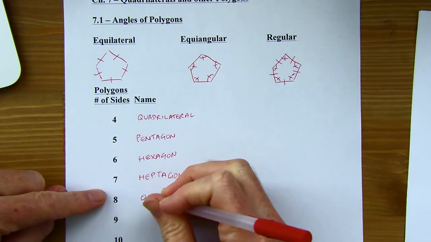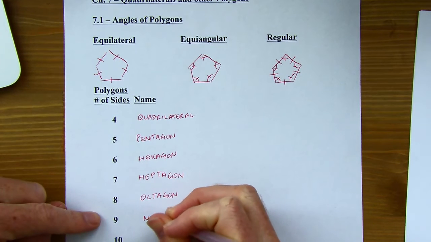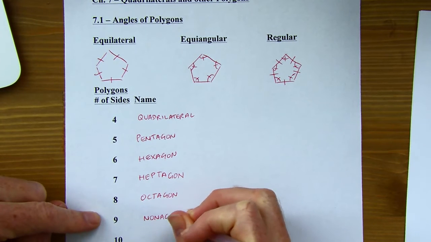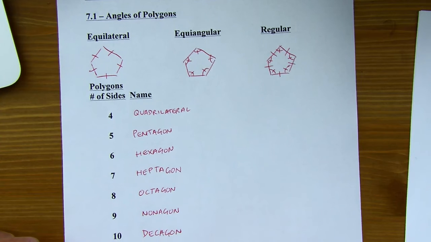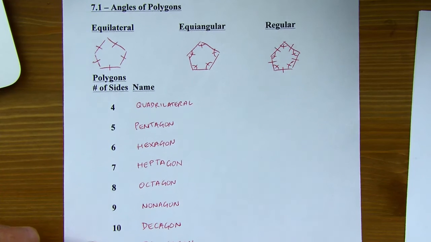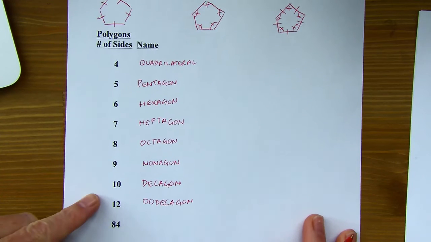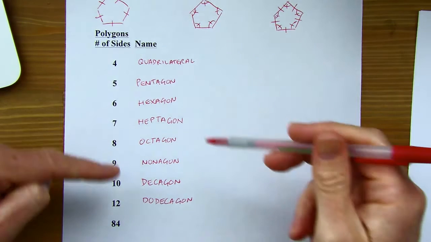Octagon is 8. Nonagon is 9. Decagon, think of a decade as 10 years. Decagon has 10 sides. A 12-sided figure is a dodecagon. Okay, you might notice I skipped the 11-sided figure and I forgot what it's actually called. I know it has a name. But these are the ones that you need to know.